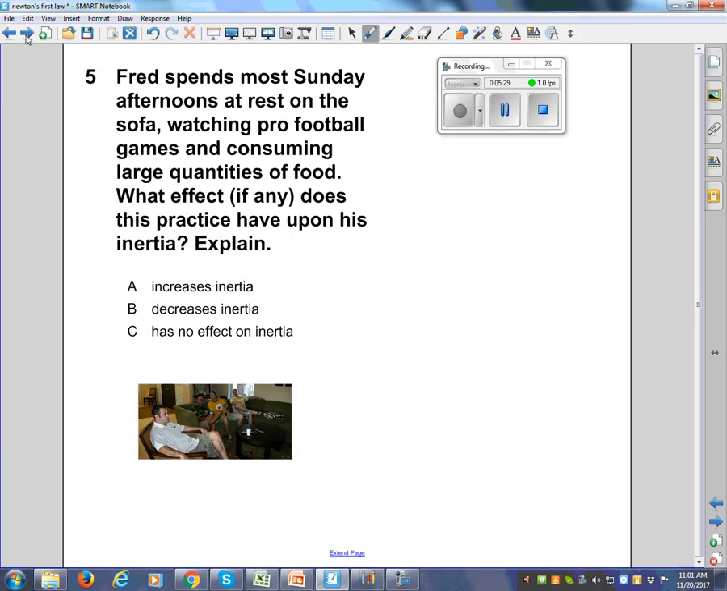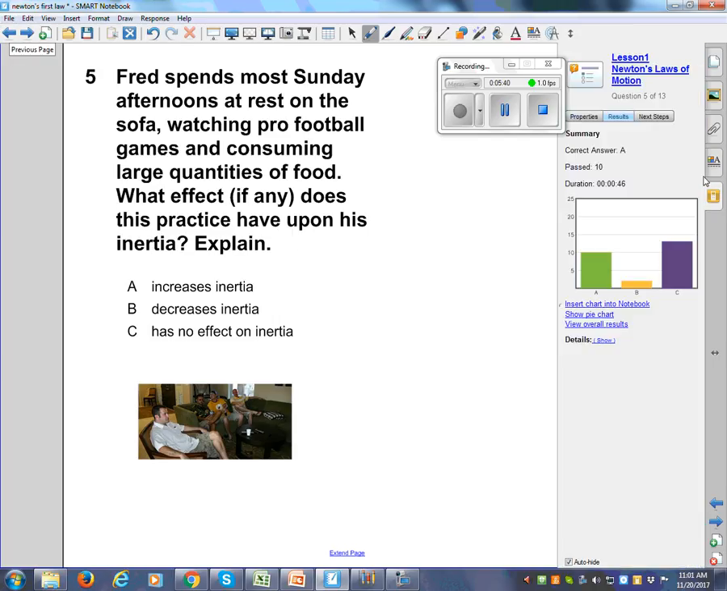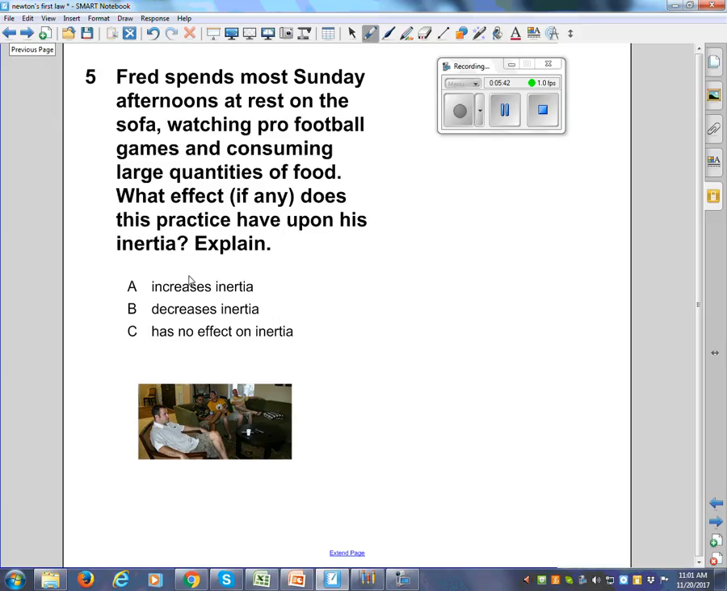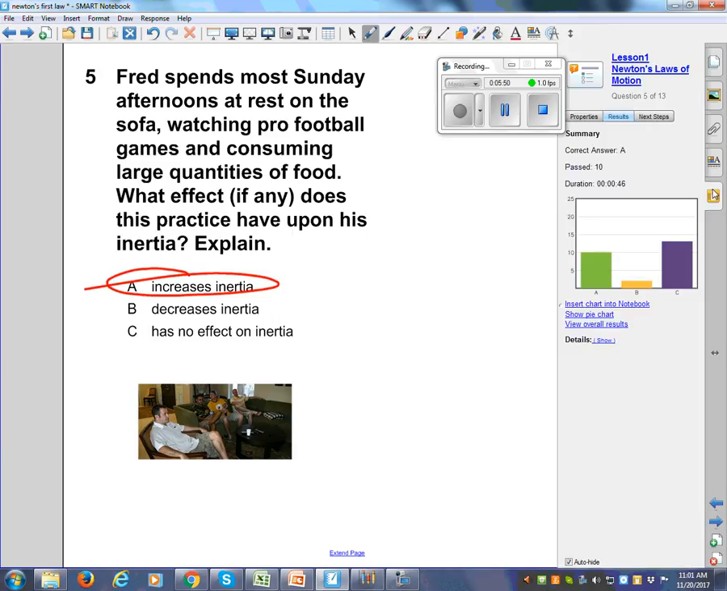Fred spends most Sunday afternoons at rest on the sofa watching pro football games and consuming large quantities of food. What effect, if any, does this practice have upon his inertia? Well, because he's sitting there not getting exercise, eating a lot of chips, it's going to increase his inertia. He's going to get bigger and have more inertia.